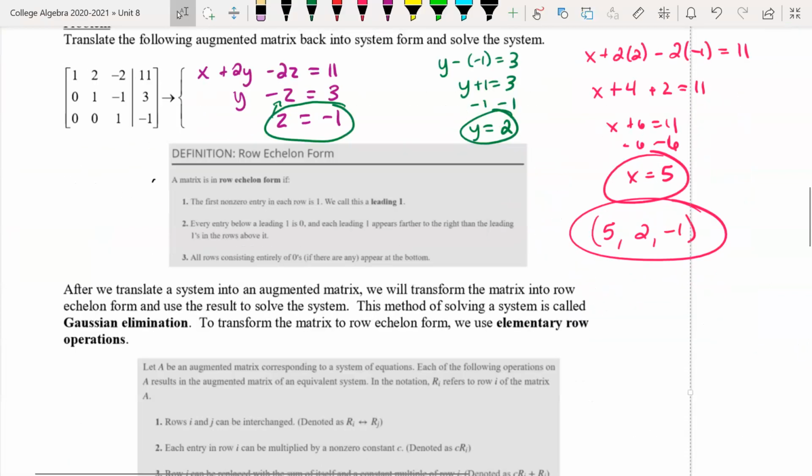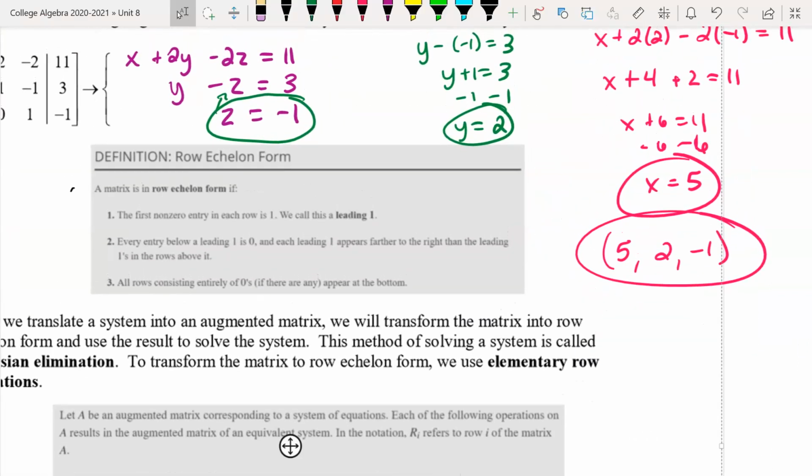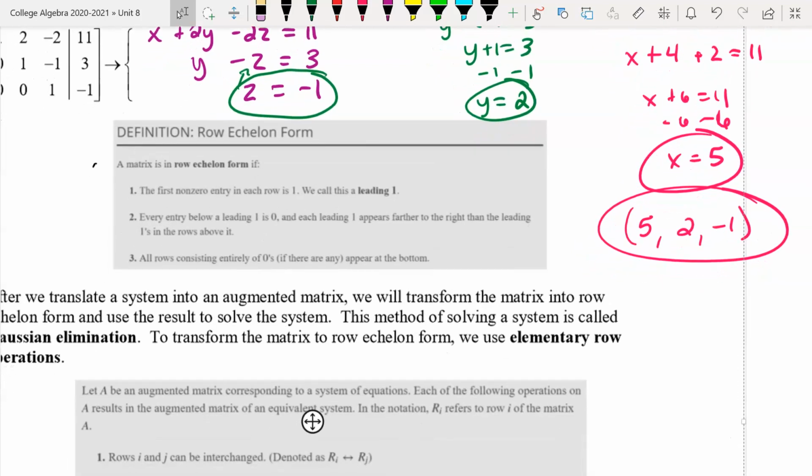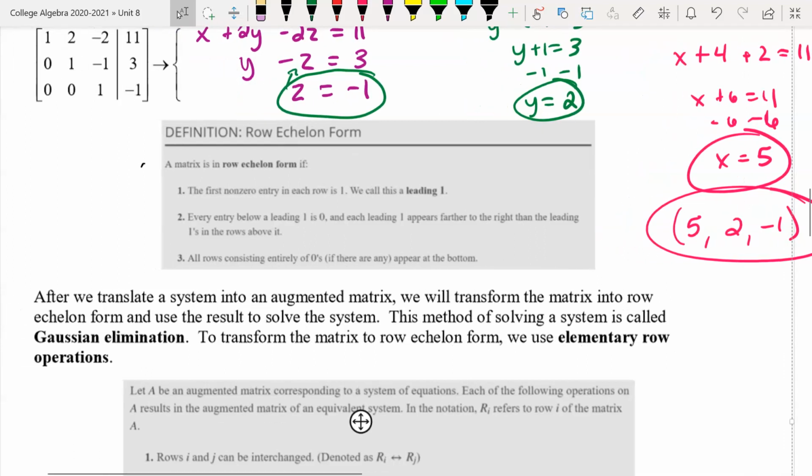So Gaussian elimination requires something called a row echelon form. So when we do a row echelon form, the first non-zero entry in each row is 1. We call this a leading 1. Every entry below a leading 1 is 0, and each leading 1 appears further to the right than the leading ones in the row above it. So all rows consisting entirely of zeros, if there are any, appear at the bottom.